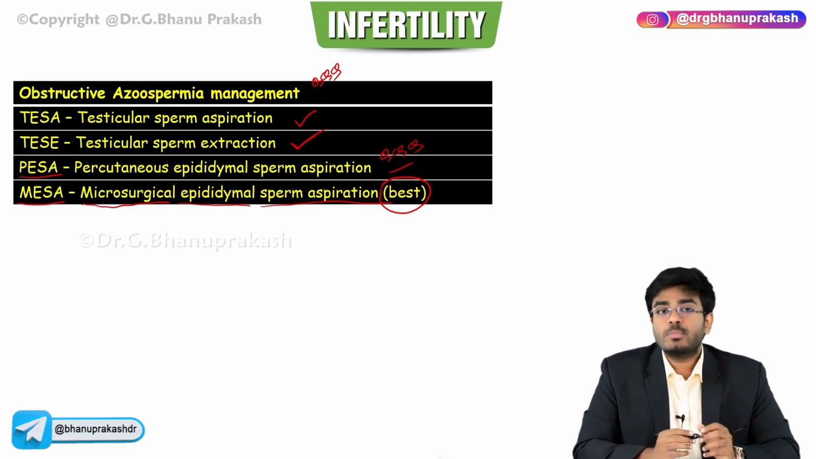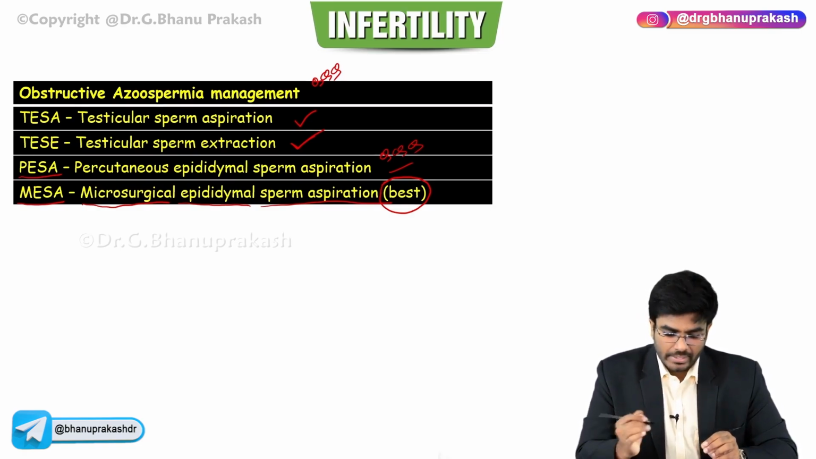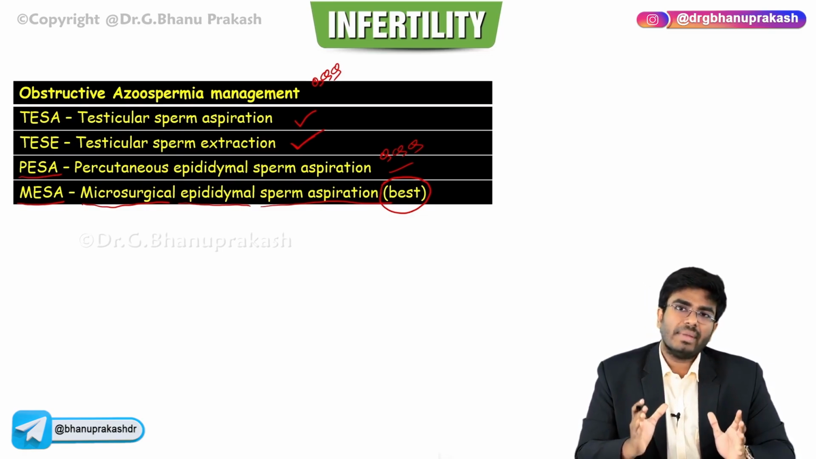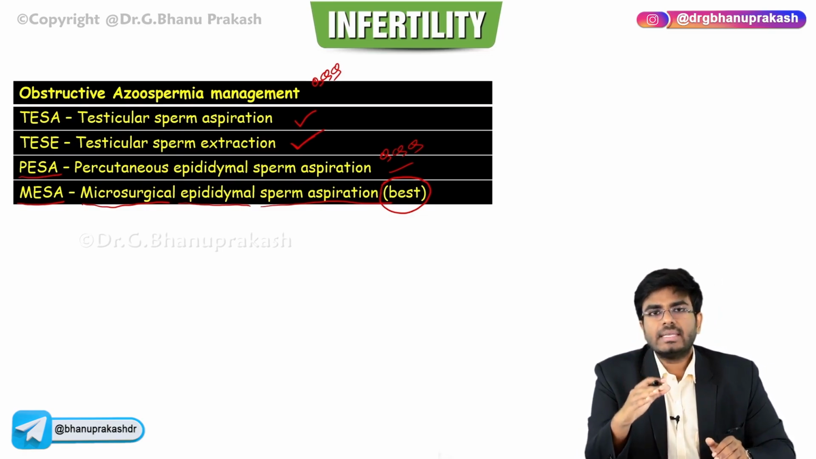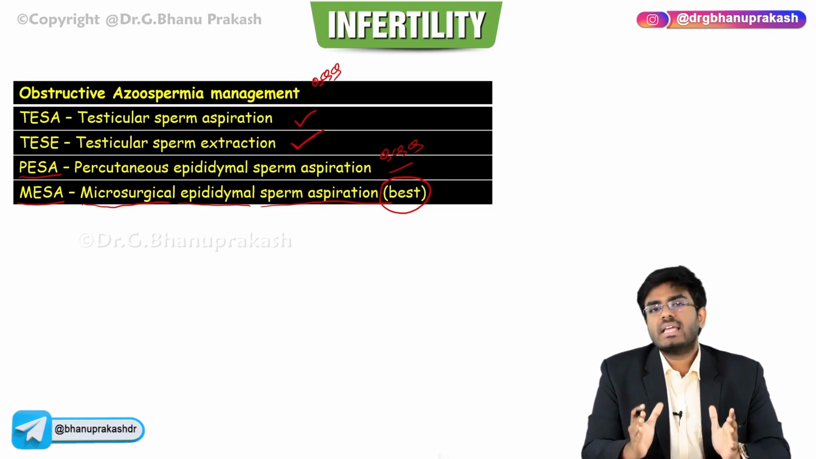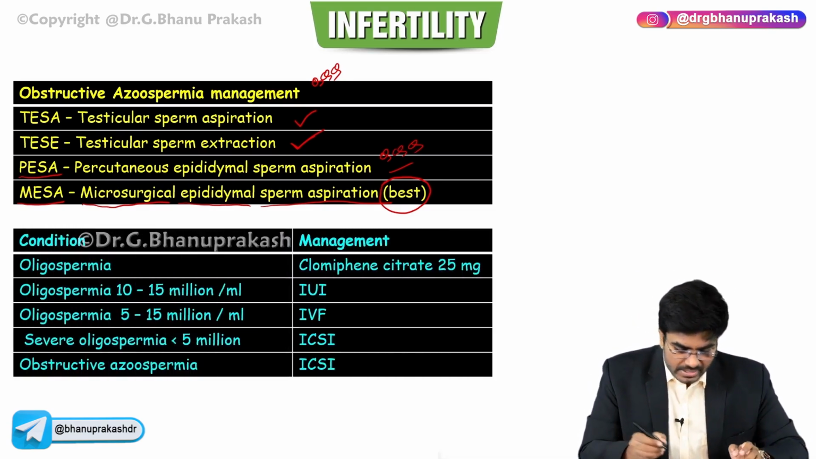So out of all the sperm retrieval techniques, which is best? It is the MESA. Okay, well and good. Now let's see the overall management of male infertility. Guys, male infertility is most of the time because of oligospermia. Now there is this male who is having less number of sperms. Now how to manage? Guys, please concentrate.